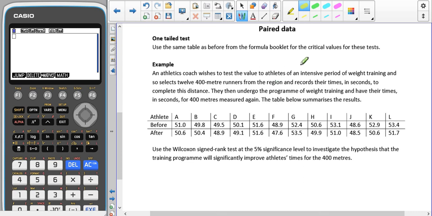So now we're going to have a look at how to perform the Wilcoxon signed rank test with paired data. And as we talked about before, with the sign test, paired data is where we have the same information about the same subject or person, and usually it's before and after something has happened.